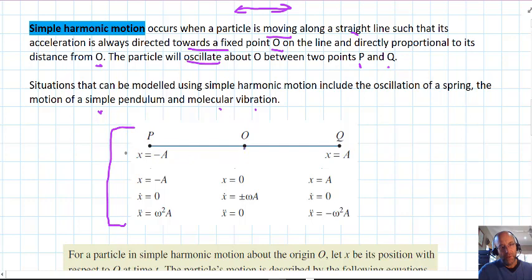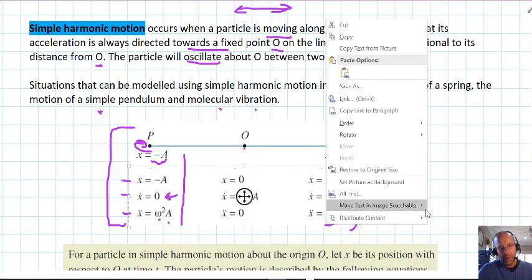So if we have our origin in the middle, we've got our amplitude, capital A, and then the amplitude at the other end, which is called negative A. So when we're at point P, we have these quantities here. We have displacement at negative A. We have the x dot, which is the velocity. It's zero, so it's turning around, okay? And its acceleration is omega squared A. We have a maximum acceleration at that point, okay? Because we have a maximum force. At the other end, we have pretty much a mirror of that. Okay, the acceleration is going the other way.